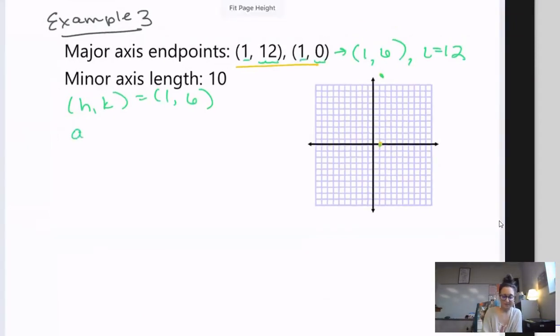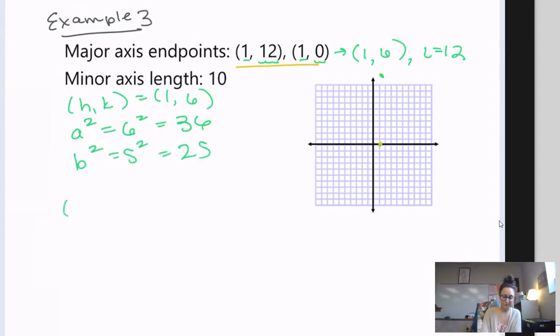right? So that means that a squared will be 6 squared, which will be 36, right? My minor axis has a length of 10. That was given. That means I've gone plus 5 and minus 5, right? So b squared will be 5 squared, which will be 25. And now we've got all the pieces we need.